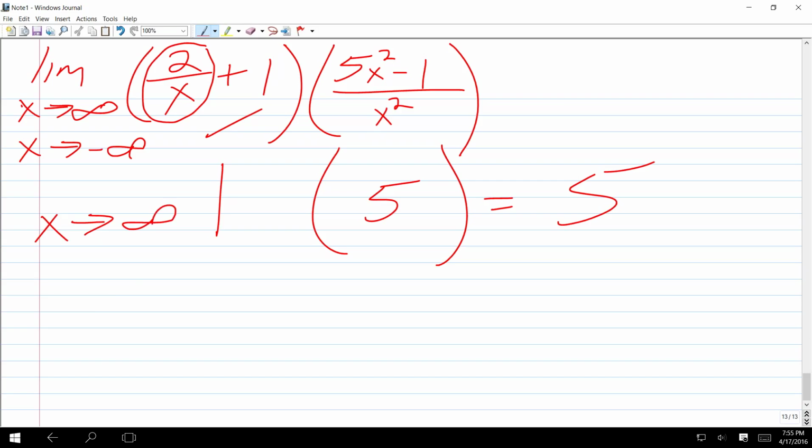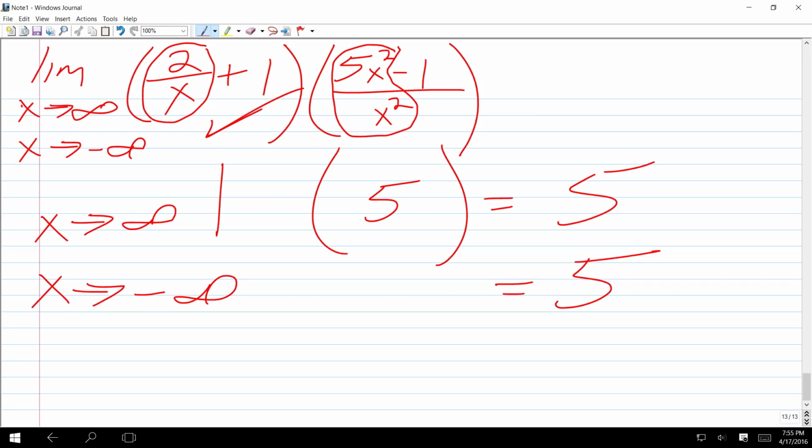Okay? Now as x approaches negative infinity, that doesn't change. This part that I have circled here is still going to 0. Right? So that's still going to 1. And this part over here is not going to change because they're both x squareds. So the fact that I'm going to negative infinity, that thing is still going to 5. So that limit is also 5.